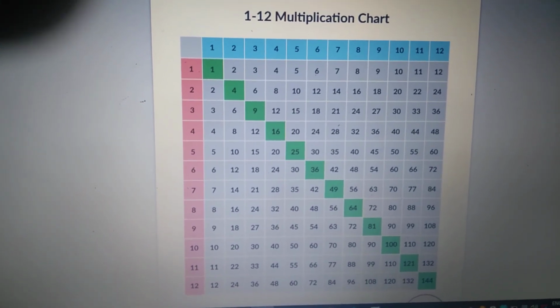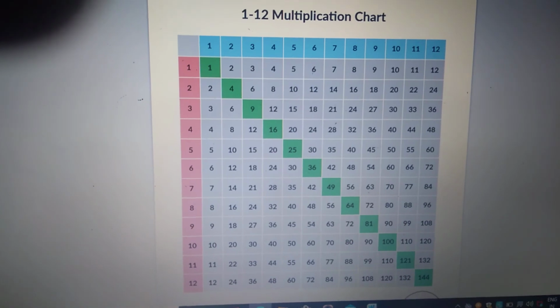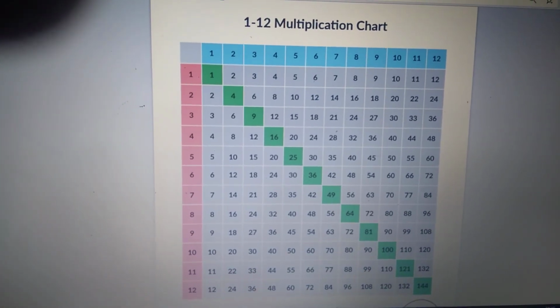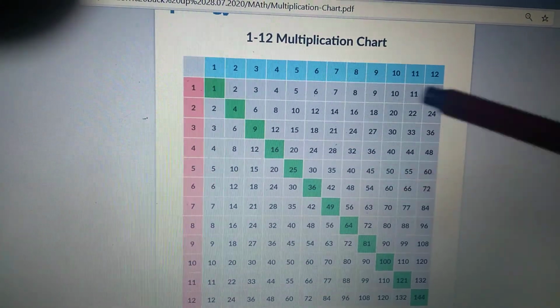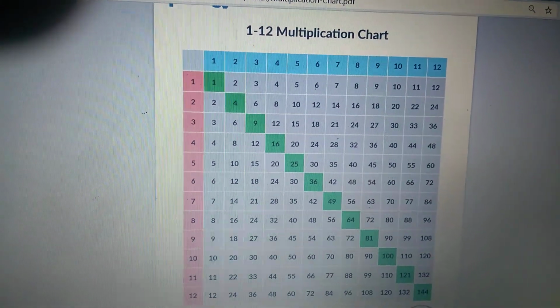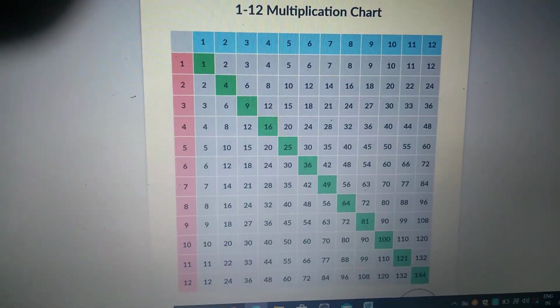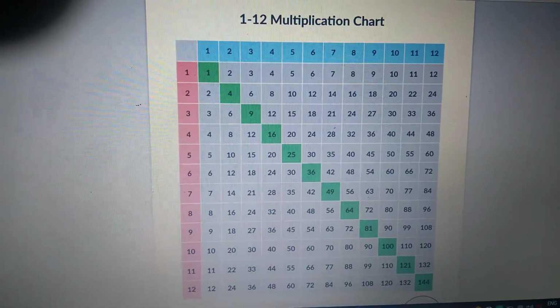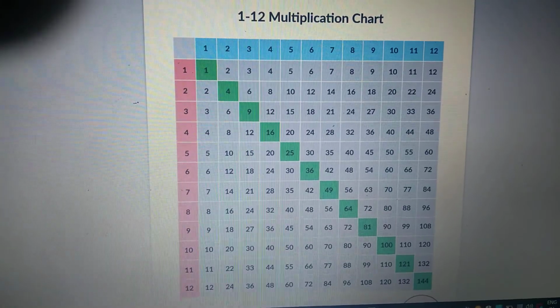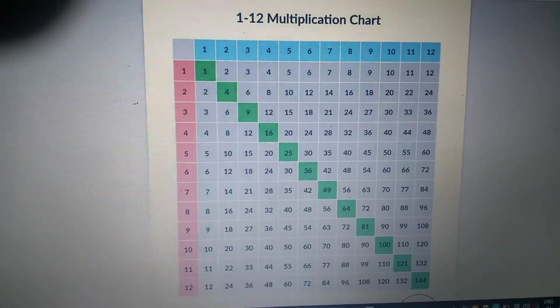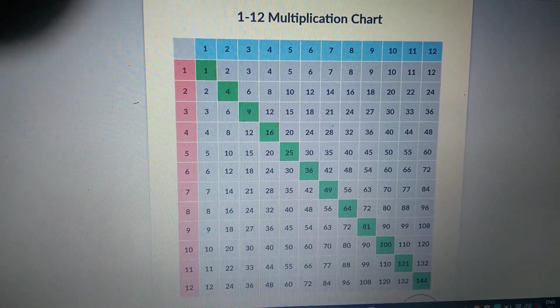We can see a multiplication chart here, and there seems to be a grid with lots of numbers written. But these numbers, or this grid, hides secrets. If you look for some time, you're going to find all the secrets.